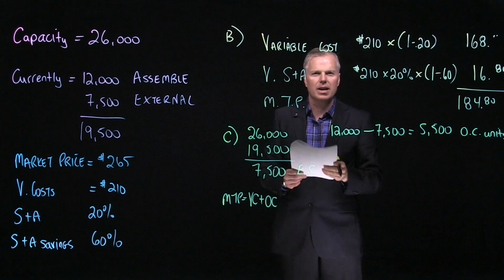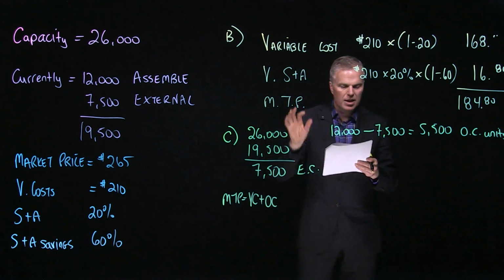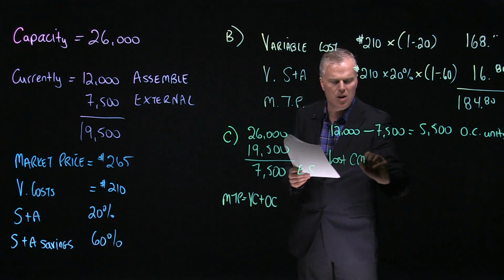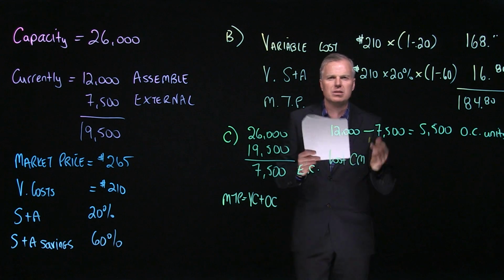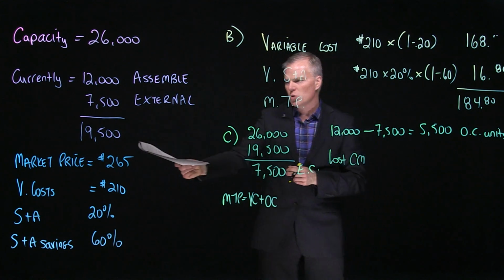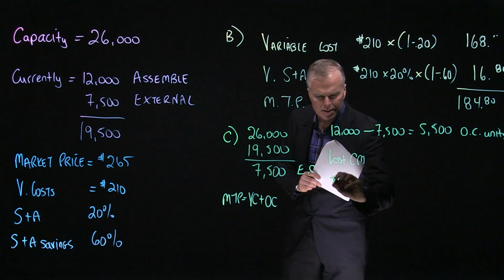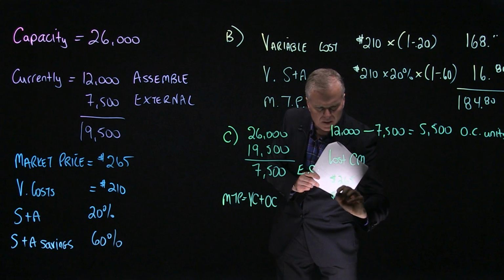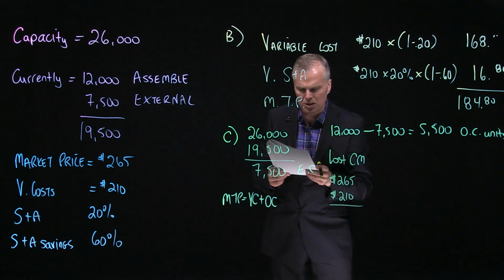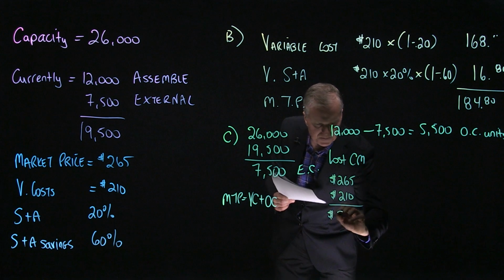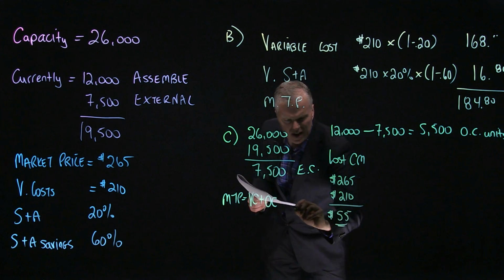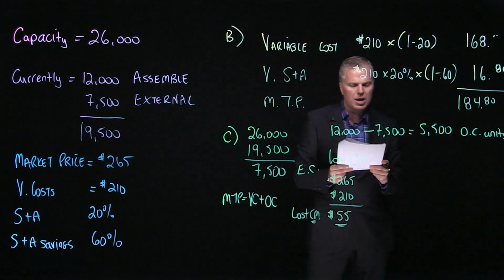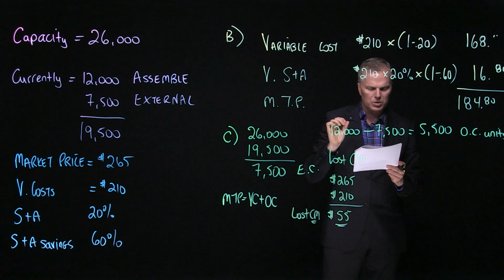So how do we do that calculation? Well, we have to calculate a number first. We have to calculate that lost contribution margin. And we know in management accounting, it's all about that contribution margin. So we're told that the market price external is $265, that our variable costs external are $210. So our lost contribution margin is $55. So that's going to be our lost contribution margin per unit.